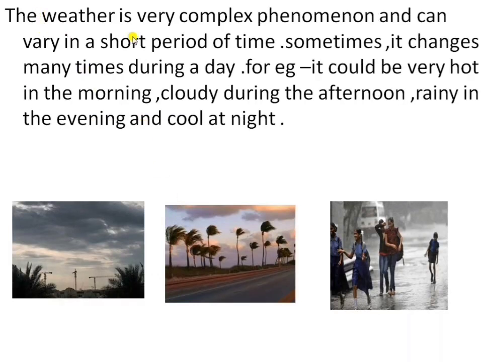So this weather is a very complex phenomenon and can vary in a short period of time. Sometimes it changes many times during a day. For example, it could be very hot in the morning, or it could be very cloudy during the afternoon, rainy in the evening and cool at the night. So as you can see here in this picture, this is a picture of cloudy, here windy, here the rainy season.